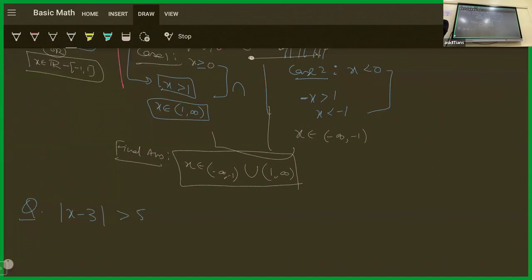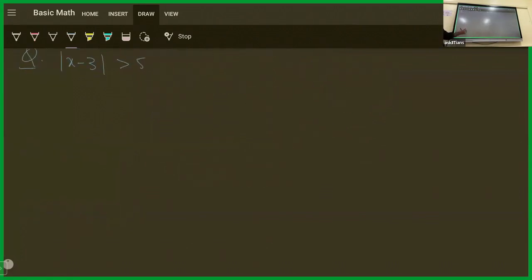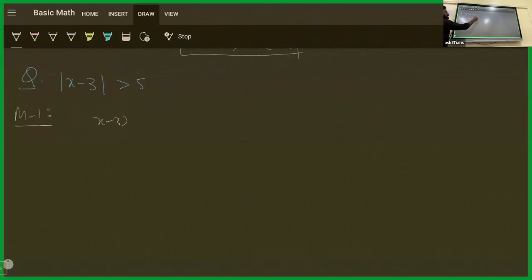All of you are getting the same answer. So which method are you using? Method number 1, right? Squaring both the sides. Okay. Method number 1 is we can square here because both the sides are positive. Yes or no? Squaring both the sides, we can write x minus 3 whole square greater than 5 square, right?